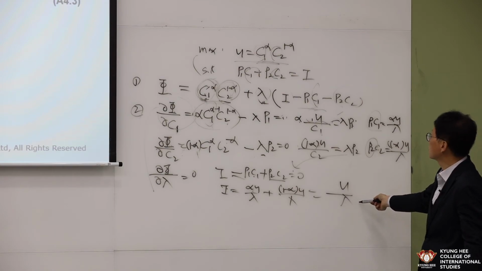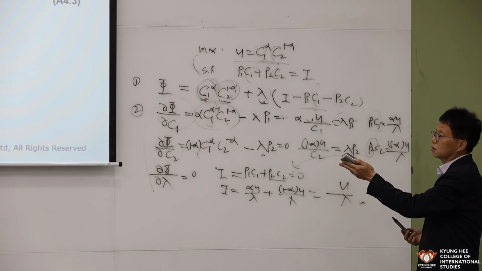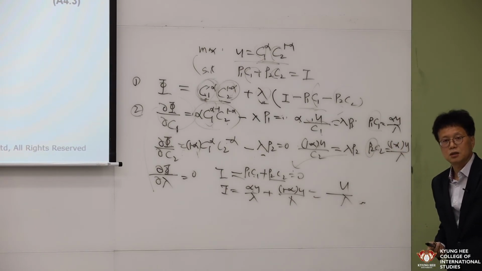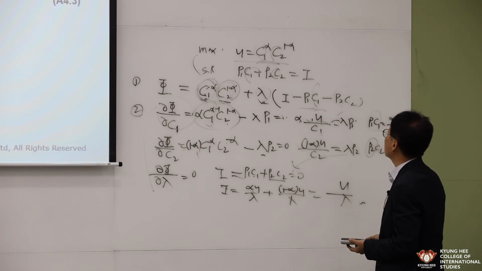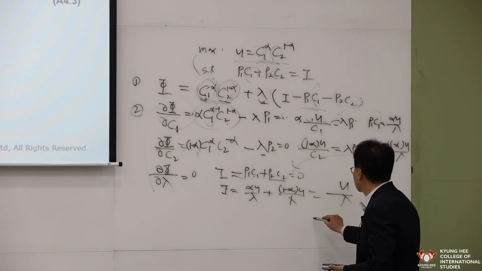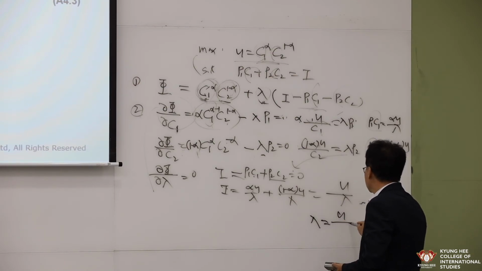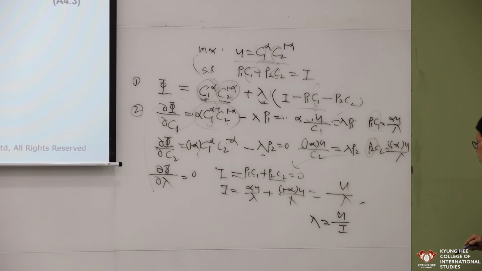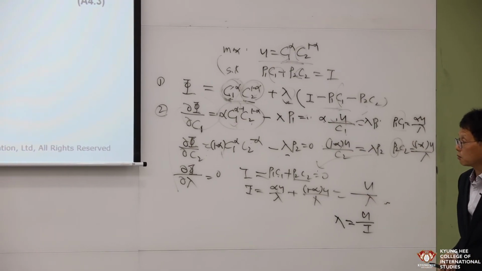So, like this. I'd like to use that space again. Anyway, from here, we know that lambda is equal to U over I. Lambda is equal to U over I. Okay, I'd like to stop here and we go to the other side of the whiteboard.